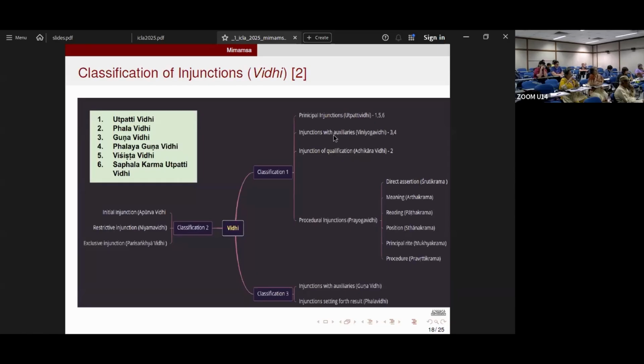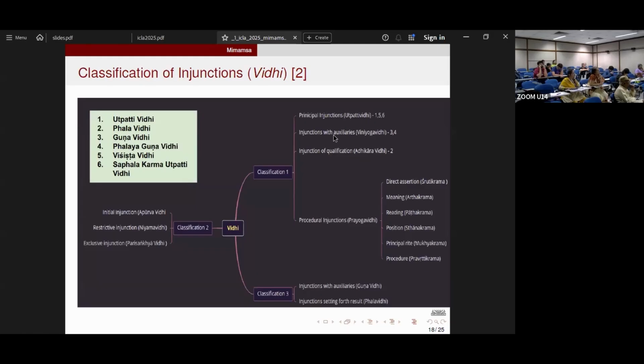That's one classification. There's also another classification of vidhis, which talks about Apurva Vidhi, Niyama Vidhi, and Parisankhya Vidhi. This is a different classification. Here, all the vidhis can be looked at as Apurva Vidhi, which means an initial injunction. It is giving you something that's not been stated anywhere else before. So it's giving you new information, a new source of information.